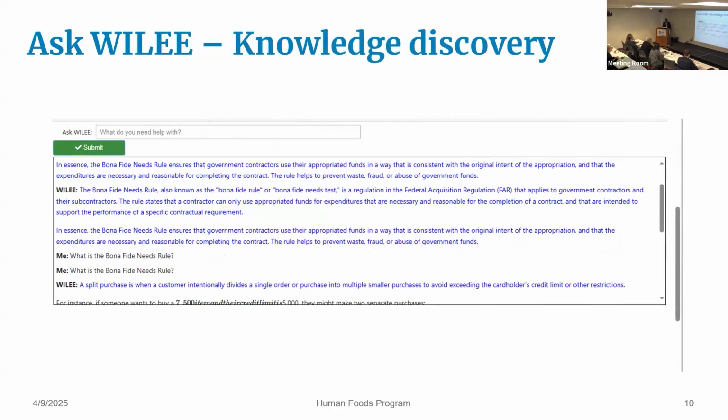This is an example of Ask Wiley. We are building this in multiple flavors. One of them is Ask Wiley Admin. This answers administrative questions, for our admin staff and for acquisitions. They can ask a simple question like, what is a bona fide needs rule? I have no idea what that is, I'm a scientist. But if I put that in, it tells me exactly what that is. Rather than go through a lot of documents to understand that, our admin staff can easily ask the question and get an answer.